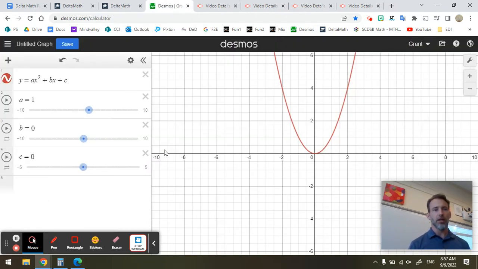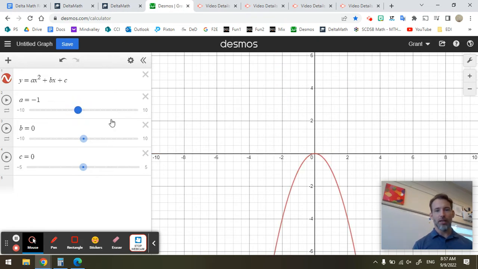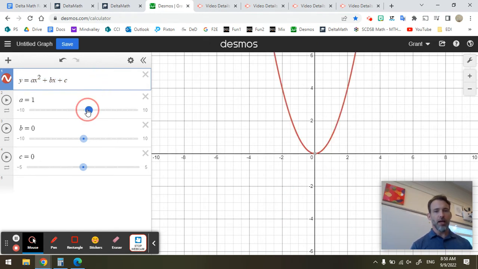So let's take a look at our general parabola. This is y equals x squared. Of course, it has a vertex at 0, 0, and it's opening upwards. Its stretch factor is 1. If I were to take that a and make it -1, then it would be opening downwards. I have sliders here for the variables a, b, and c, and you can see those sliders down here. Now, let's keep a at 1.